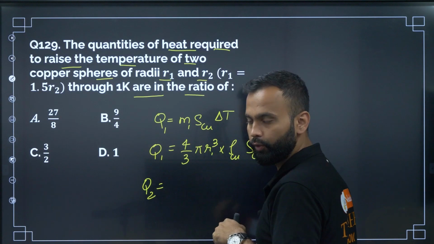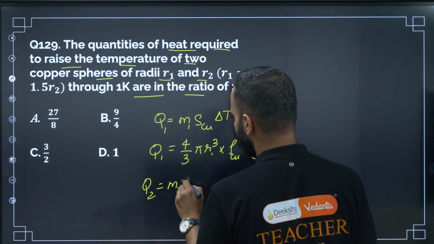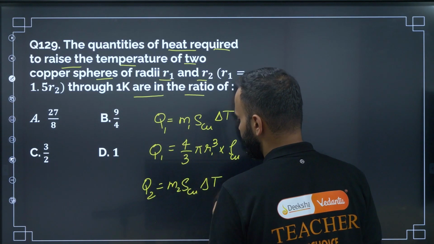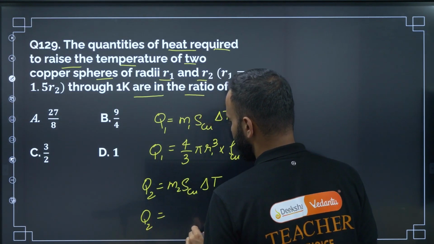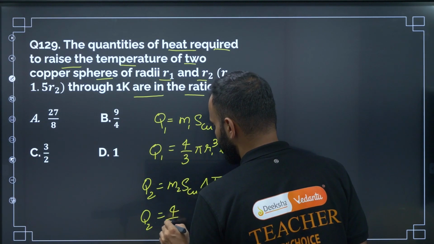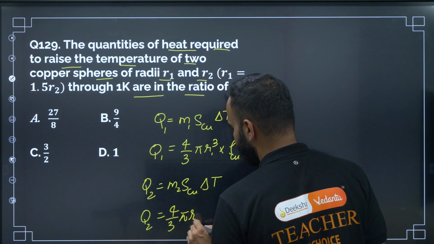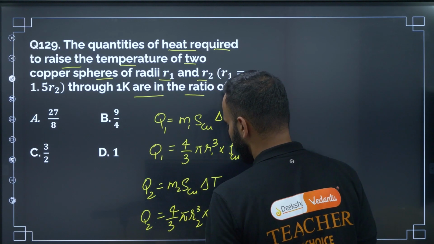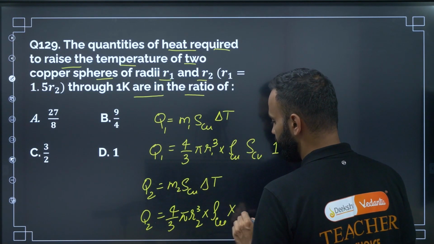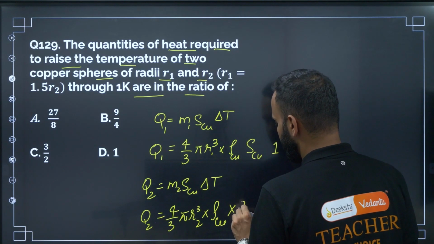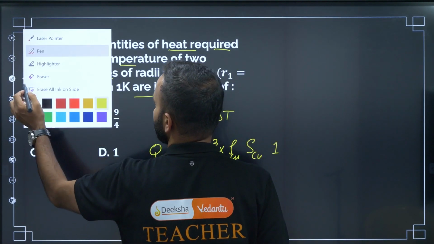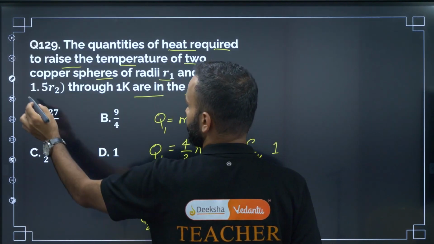Okay, this is M1. Q2 is M2 into SCU, the specific heat of the copper sphere, into delta T. So Q2 is equal to M2. M2 is the volume of the second copper sphere into the density of the second copper sphere into SCU into delta T. Delta T is 1 Kelvin, right? 1 Kelvin.